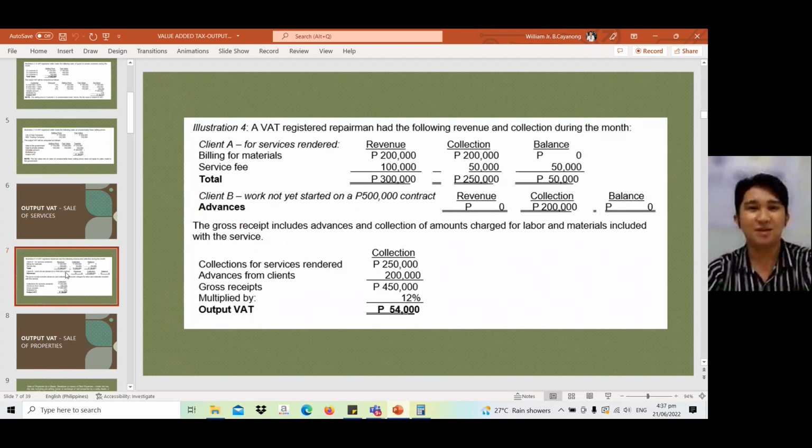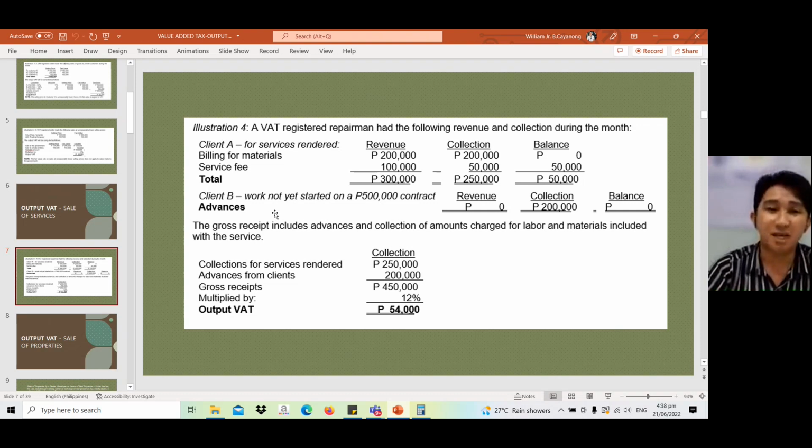principal. So here, illustration number 4, VAT registered repairman had the following revenue and collection during the month. So we have your client A for services rendered. The revenue is 200, the collection is 200, so wala po tayong balance dyan. Okay? So, service fee 100, pero out of the 100, ang collection na natin is 50,000. Therefore, meron pa tayong receivable na 50,000 pesos.